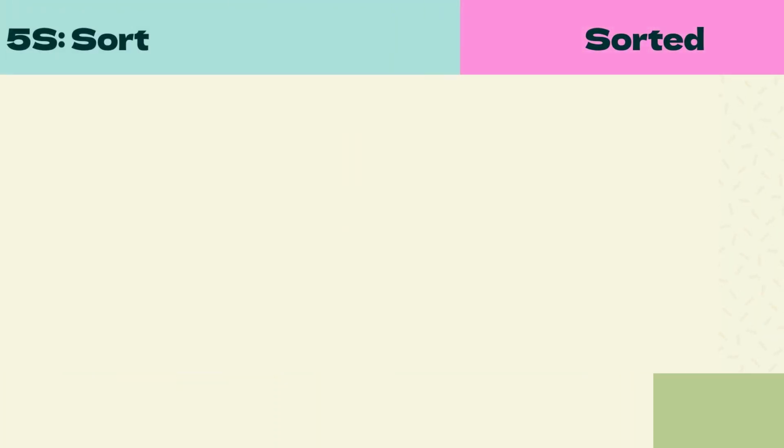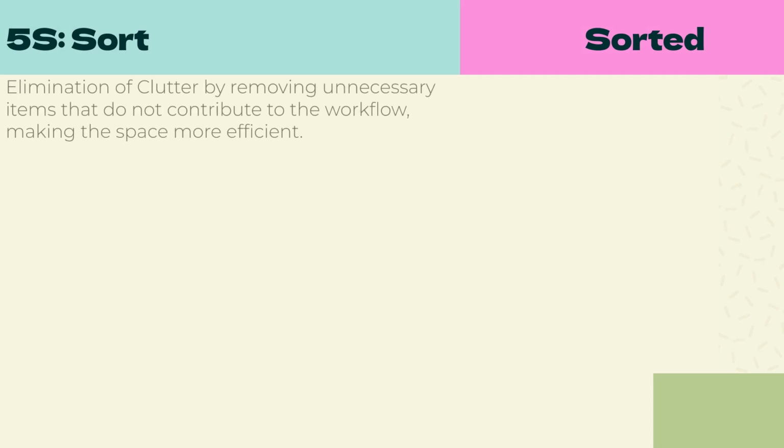Alright, let's dive right in. We're going to start with a quick refresher on what sort means in Lean terms. It's essentially about eliminating clutter by removing unnecessary items that don't contribute to the workflow. Basically, it's about making our workspace more efficient.